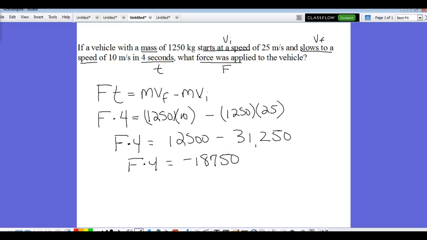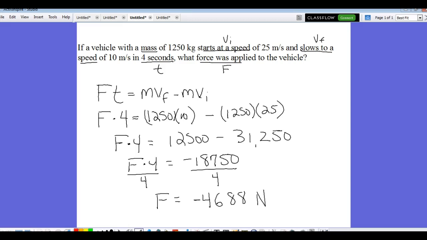Still we have this 4, so we have F times 4 equals that. We have to get rid of this 4. We just divide both sides by 4, and that will give us the force. So 18,750 divided by 4, this is 4,000, so we get negative 4,688, because we're going to round that 7.5 up to 8. This is going to be newtons, that's the force, and that's how you figure those out. Okay? So don't worry about the negative, because it's just saying it's an opposite force, it's against the motion of the vehicle, and that's how you solve them.